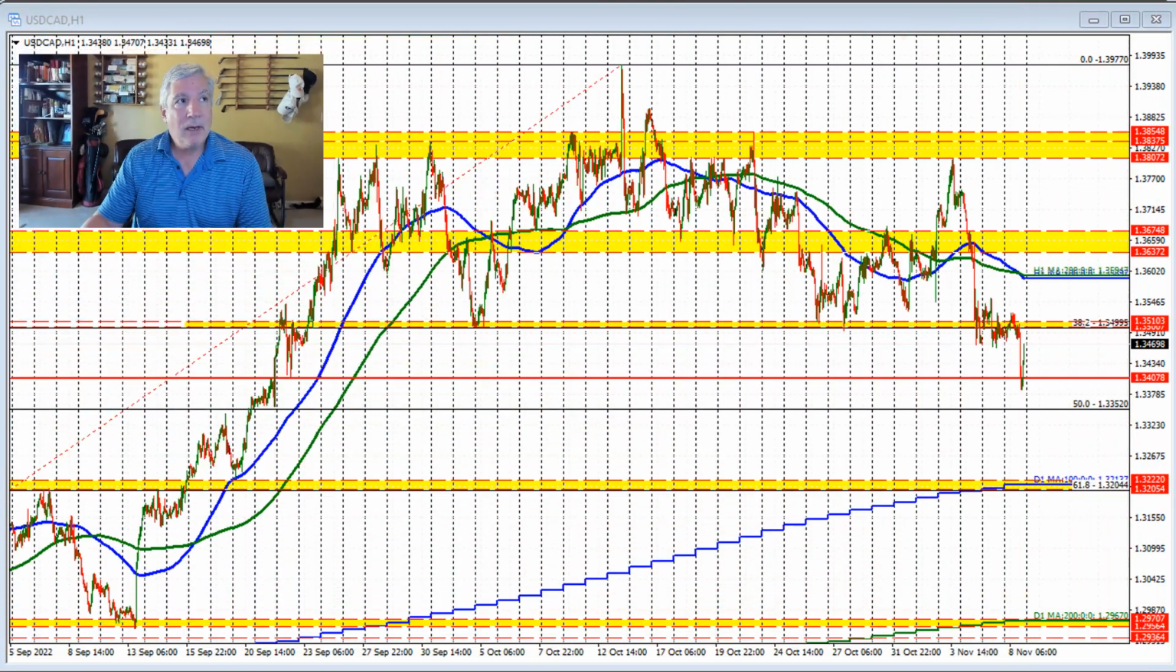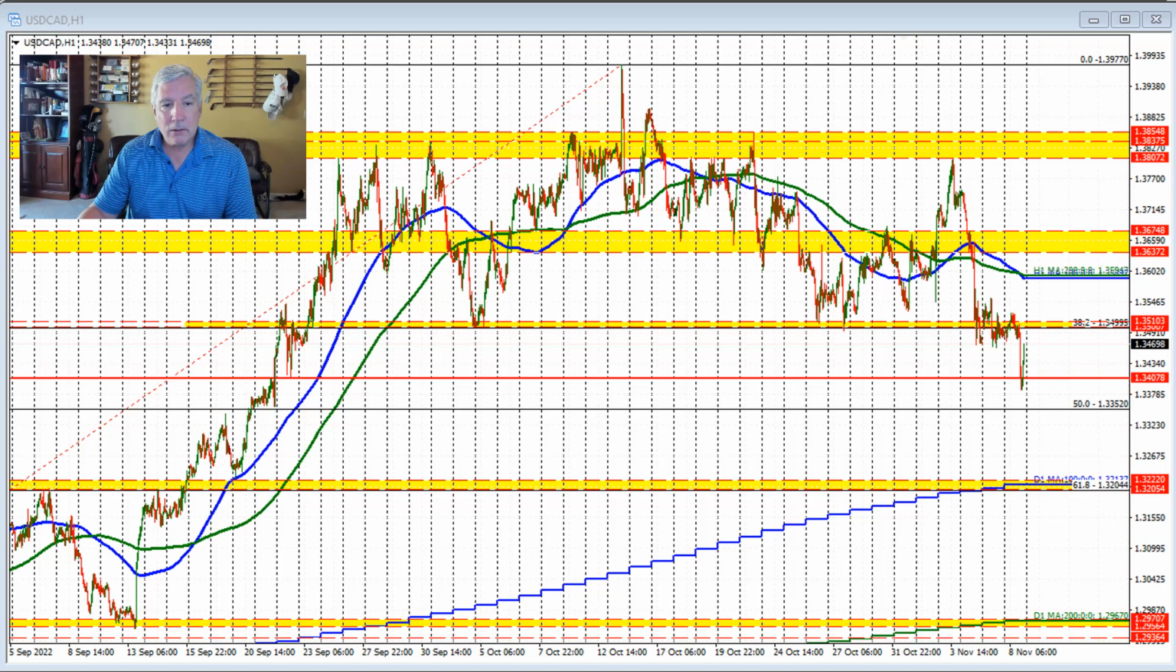I'm going to take a Forex quick look at some of what they call commodity currencies: the Canadian dollar, the Australian dollar, and the New Zealand dollar. We'll take a look at them, starting with the dollar versus Canada. So I have the hourly chart up here for that currency pair.